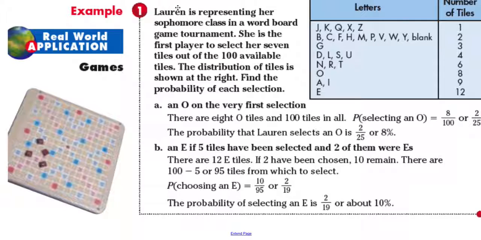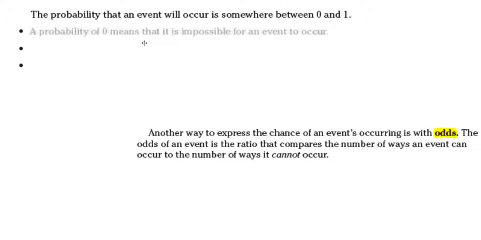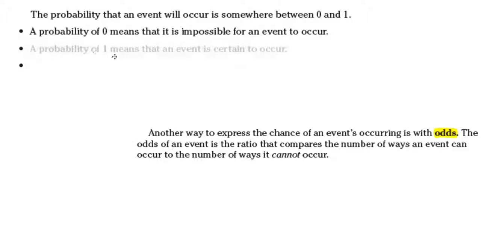The probability that an event will occur is always somewhere between 0 and 1. The probability 0 means that it is impossible for an event to occur. A good example is, what's the probability of the cow flying over the moon? Obviously, that's going to be a 0. It's impossible for that event to occur. The probability of 1 simply means that the event is certain to occur. What's the probability of Mr. Francis giving you homework in the future? That is a certainty right there.